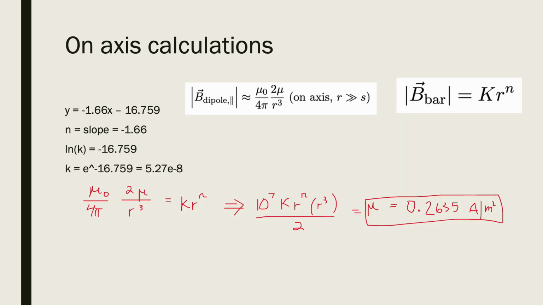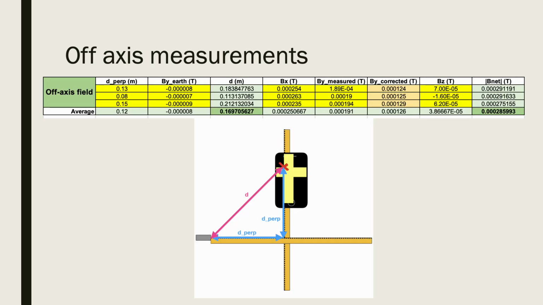Then we set both of these equations equal to each other and solved for mu, which is the magnetic dipole moment. We said that n is equal to the slope, which is negative 1.66. Then we isolated k, which turned out to be 5.27 times 10 to the negative 8. After setting them equal to each other and isolating mu, we got that the magnetic dipole moment was 0.2635 ampere meters squared.